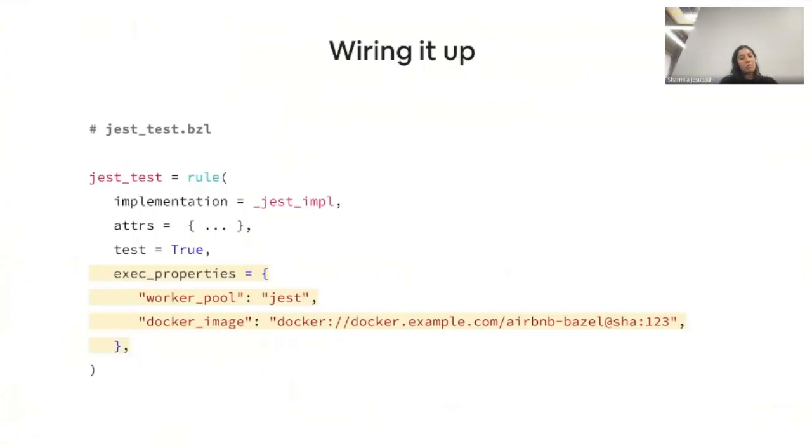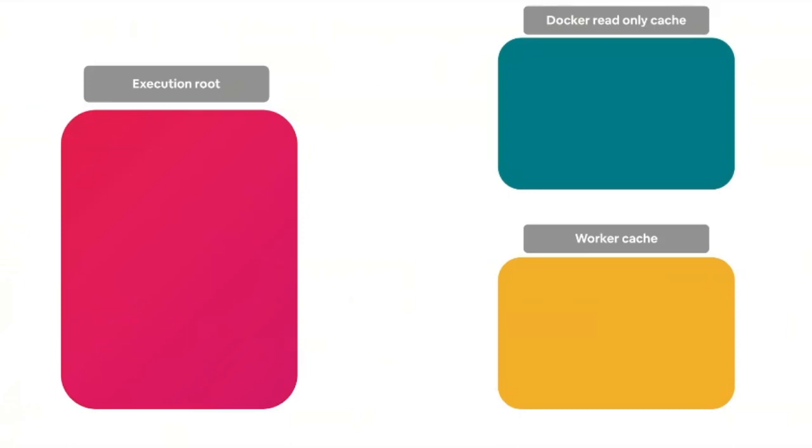Okay, so we wired this up in such a way that we tell our remote execution platform what we want to do with this particular rule. And here we're just using a field called exec properties. We're giving Jest its own pool of workers, and we're saying that we want to use this Airbnb Bazel Docker image, and this Docker image is going to have node modules in it already. I know that if you use any third-party remote execution platform, they're going to have a very similar API to this.